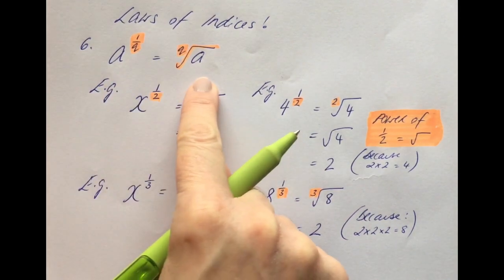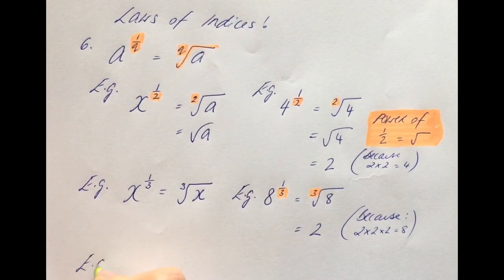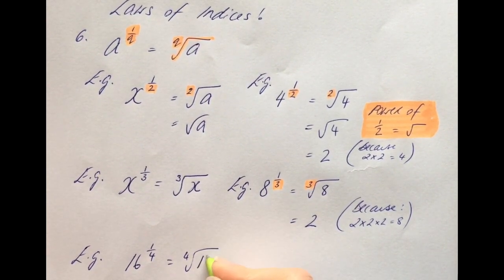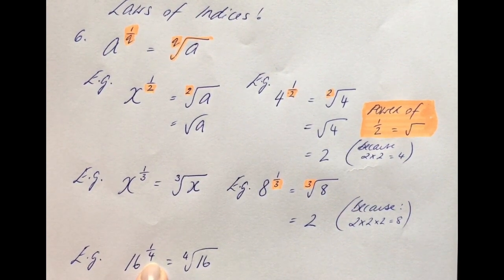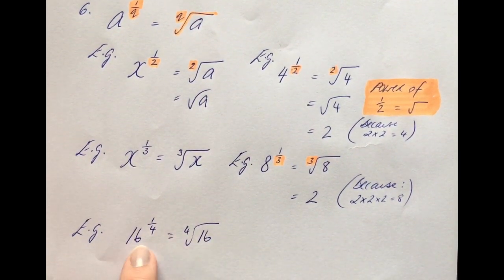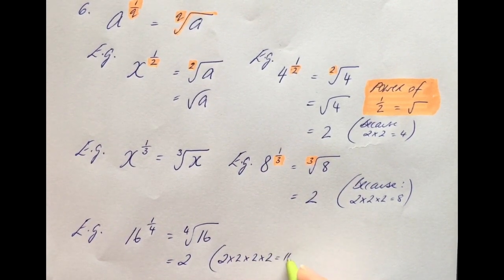Okay, so that law, again, in a nutshell, is, we'll give one more example here. Let's say you have a 16th power of a quarter. The minute you have a fraction, it's going to be a root, and the denominator tells you what root it's going to be. So if it's a power of a quarter, then it's the same as the 4th root of 16. And the 4th root of 16 is asking what number times by itself 4 times will give you 16. And the answer is 2, because 2 times 2 times 2 times 2 is 16.